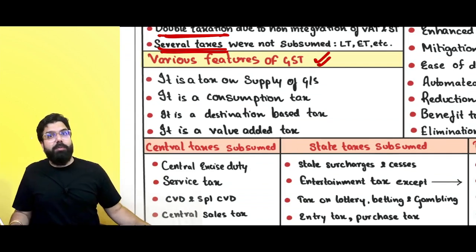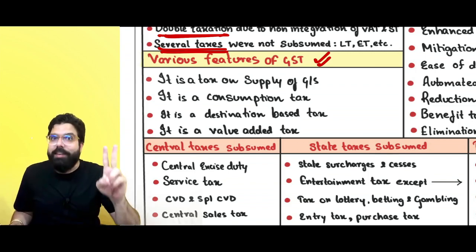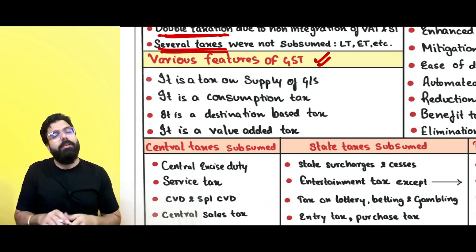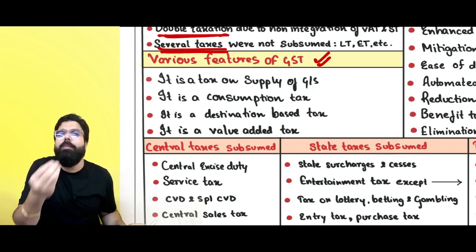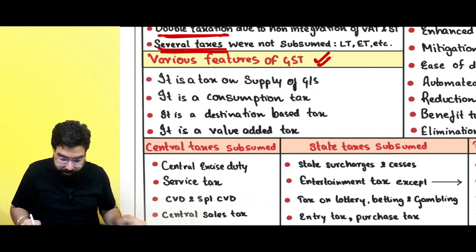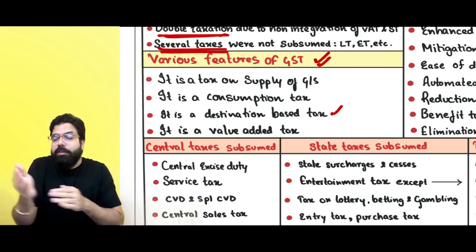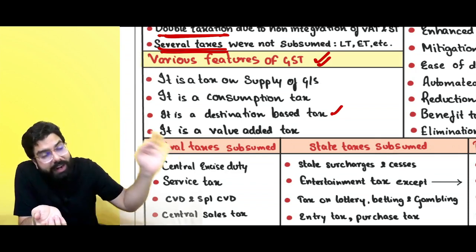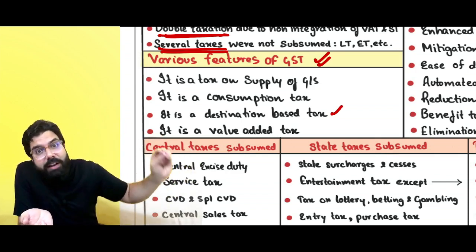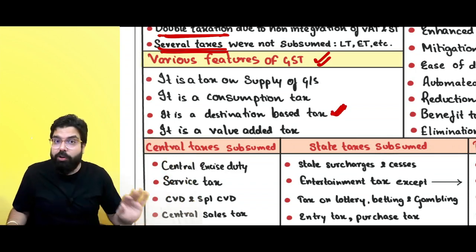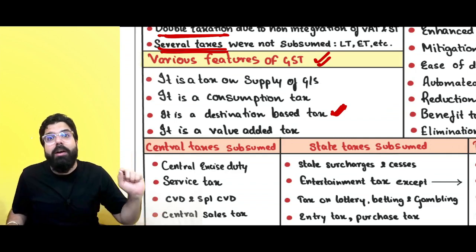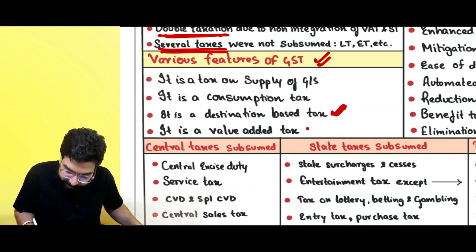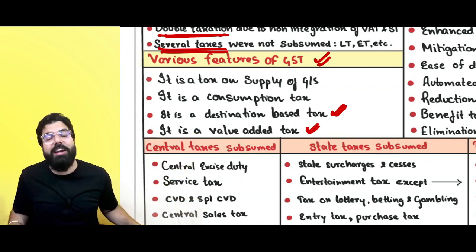Now, what are the various features of GST? Sir, GST is a tax. It's a tax on supply of goods, services, or both. It's a consumption tax, meaning ultimately who will bear the burden? The consumer who consumes the goods or service. It's a destination based tax, very important for you to know. In case of GST, it is a destination based tax, meaning the ultimate tax will go to that state where the goods or services are destined. It's not an origin based tax. The tax will go to that state where the goods or services are ultimately consumed. It's a value added tax. The value added tax system is adopted in GST also.